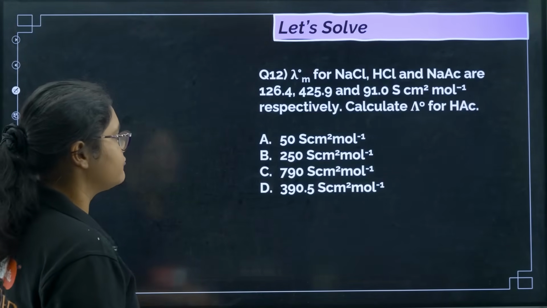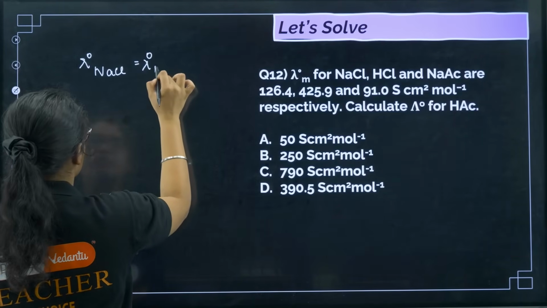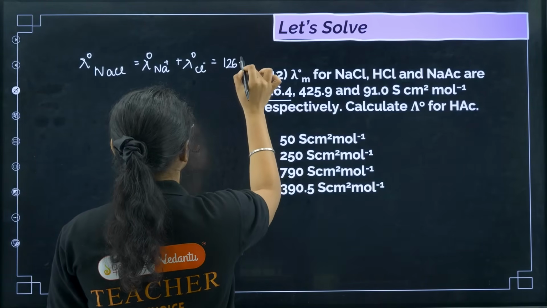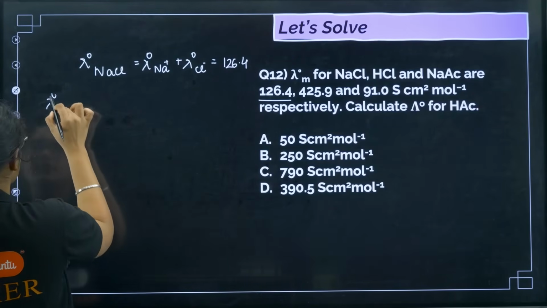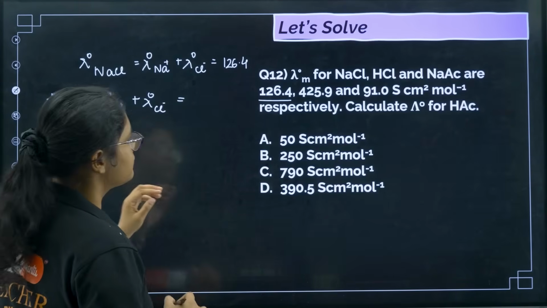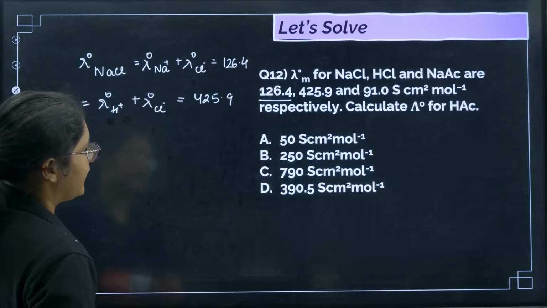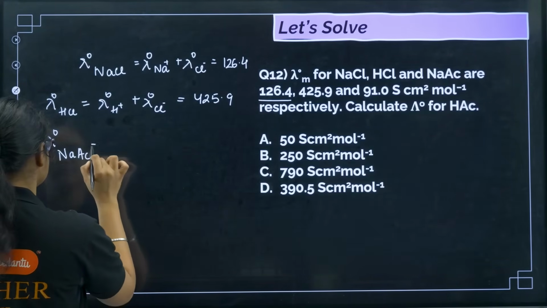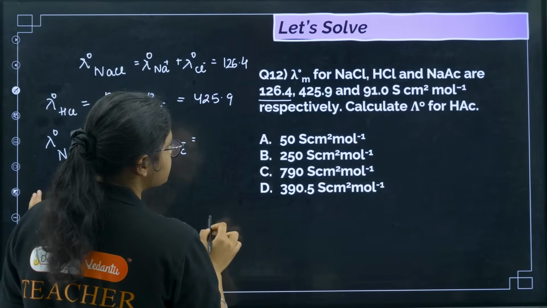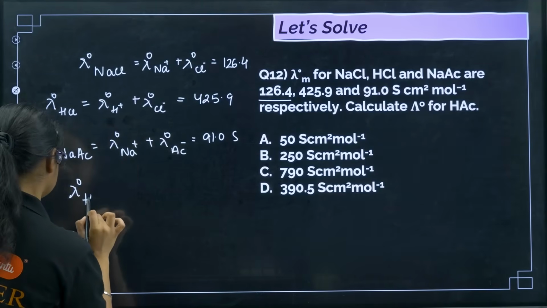Yes, this is the thing. Lambda naught m for NaCl is given to you. Lambda naught of NaCl is equal to lambda naught of Na plus and lambda naught of Cl minus, which is equal to 126.4. Next we have HCl. Lambda naught of HCl is equal to lambda naught of H plus plus lambda naught of Cl minus, which is equal to 425.9. Next I have lambda naught of NaAc, which is equal to lambda naught of Na plus and lambda naught of Ac minus, which is equal to 91.0.